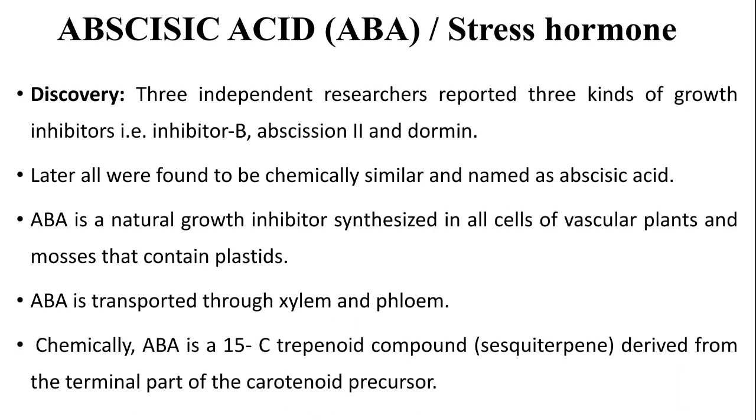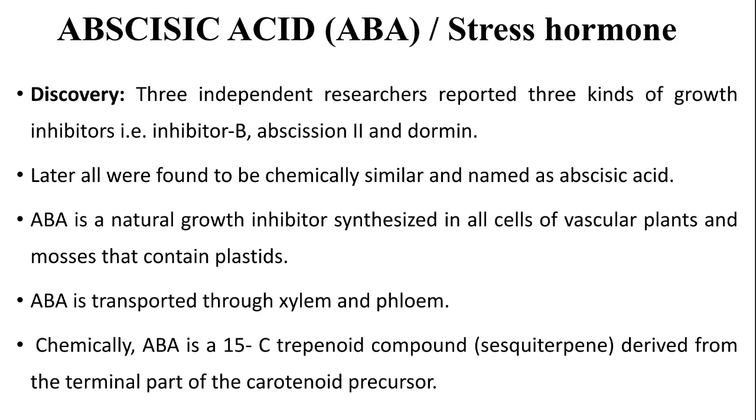Then the last one, which is abscisic acid or the stress hormone. Three independent researchers reported three kinds of growth inhibitors: inhibitor B, abscissin II and dormin. Later all were found to be chemically similar and named abscisic acid. Abscisic acid is a natural growth inhibitor synthesized in all cells of vascular plants and mosses that contain plastids. Abscisic acid is transported through xylem and phloem.